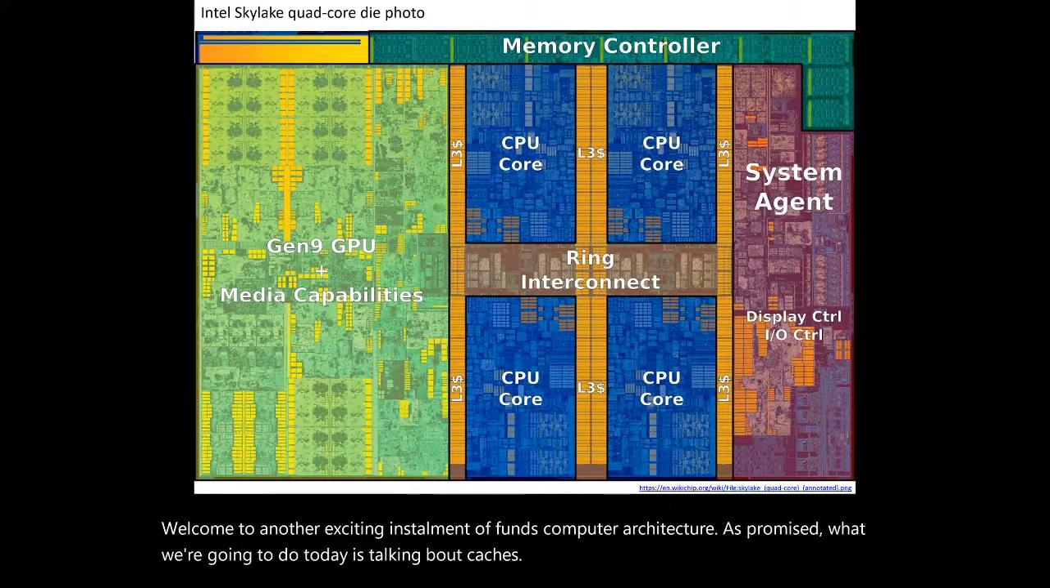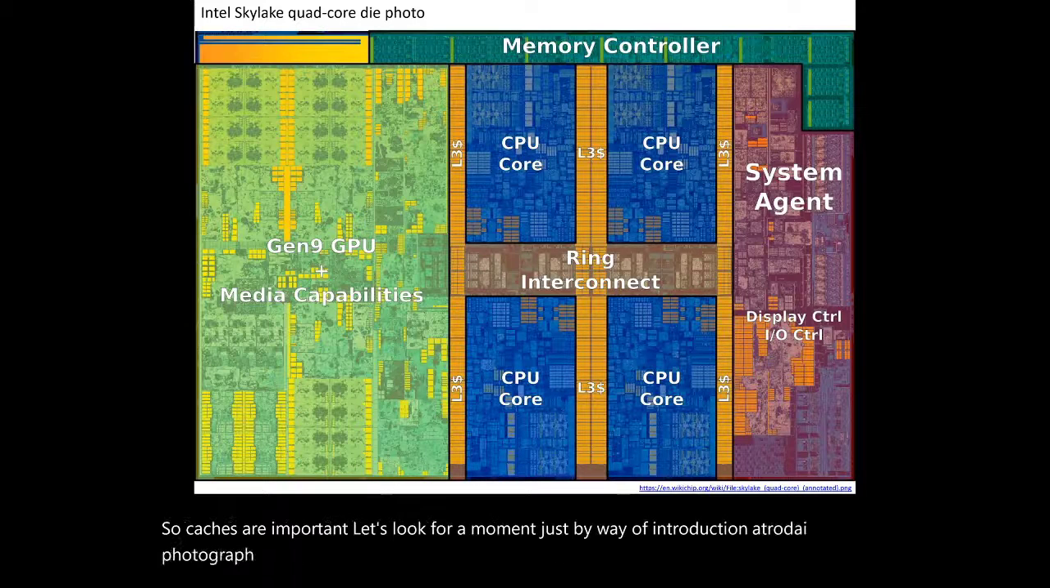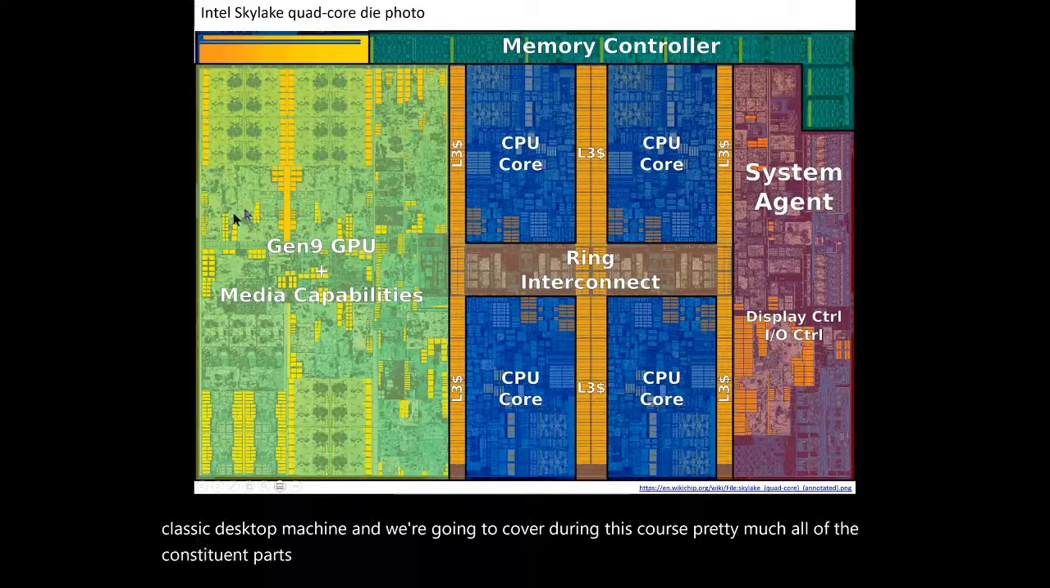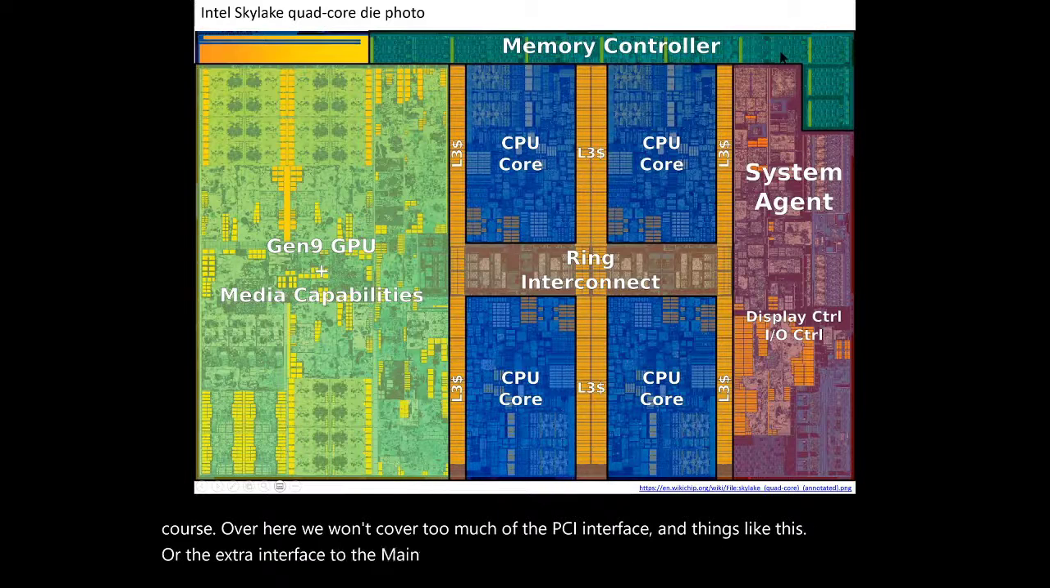So, caches are important. Let's look for a moment, just by way of introduction, at a die photograph of an Intel Skylake processor. This is not quite this year's processor, but it's a classic desktop machine. And we're going to cover, during this course, pretty much all of the constituent parts of this machine. Over here we see the GPU, and we'll come to GPUs later in the course. Over here, well, we won't cover too much of the PCI interface and things like this, or the external interface to the main memory system. We'll see a little bit of that.